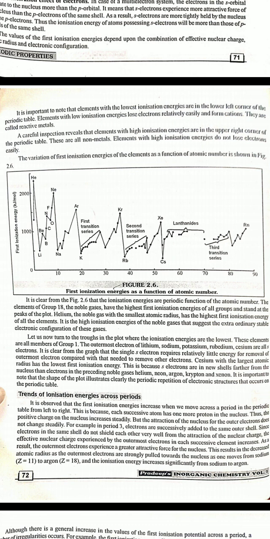Let us now turn to the region of the plot where the ionization energies are the lowest. The elements are all members of group 1. The outermost electrons of lithium, sodium, potassium, rubidium, and cesium are well shielded. It is clear from the graph that a single s electron requires relatively little energy for removal.